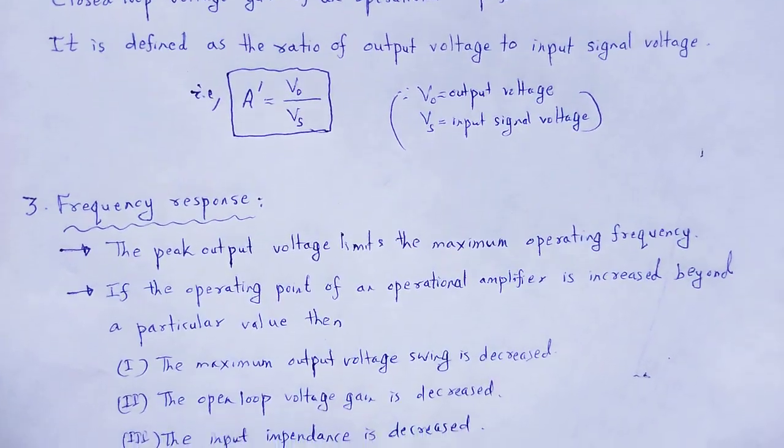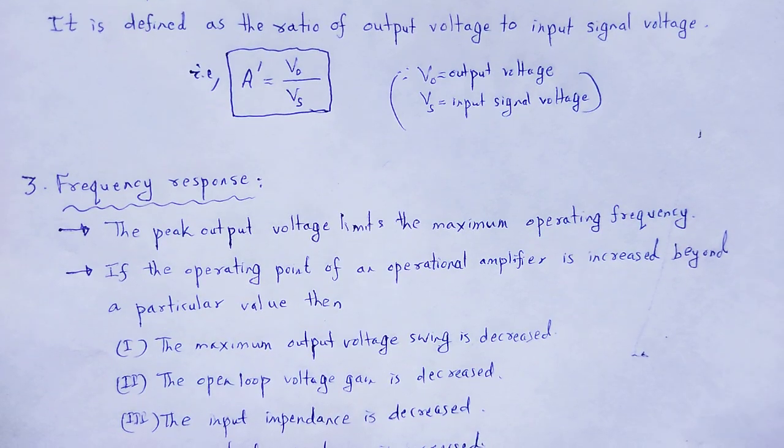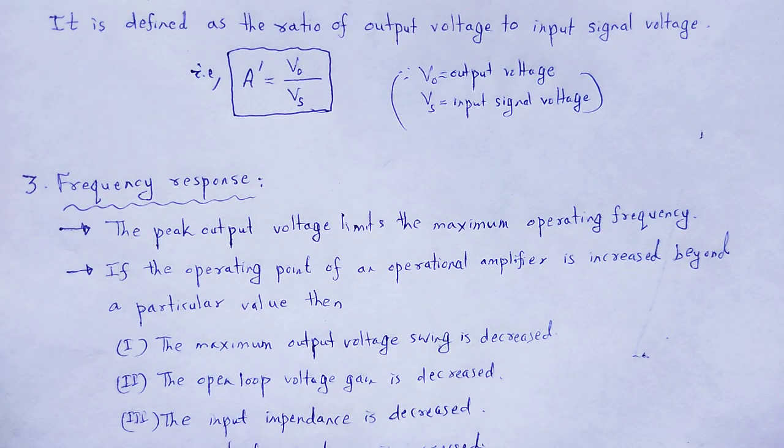Frequency response. What is frequency response? How does frequency play an important role in the functioning of an op-amp? The operating frequency means the frequency which is responsible to operate an op-amp. The operating frequency has a significant effect on the operation of an operational amplifier. And there are some important points regarding how the frequency responds in an operational amplifier.